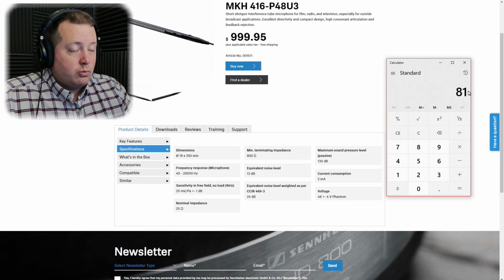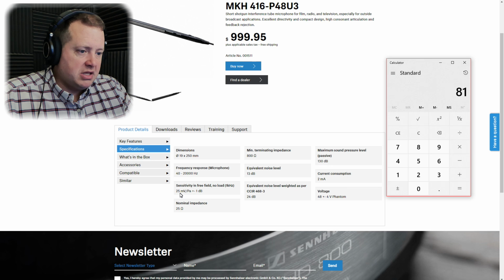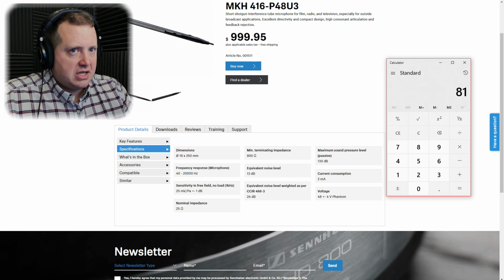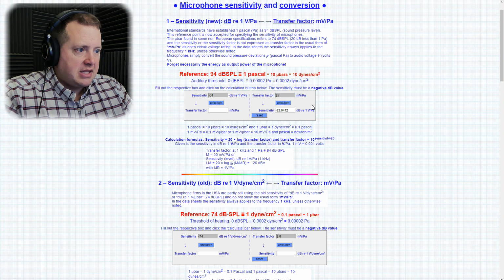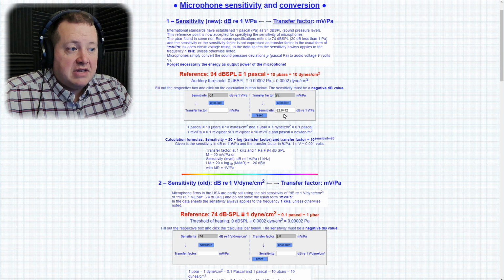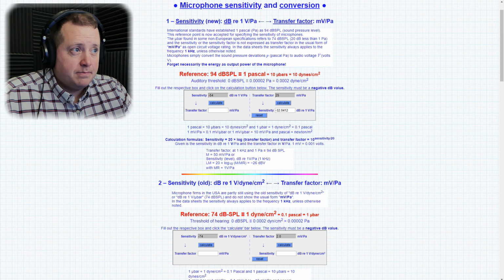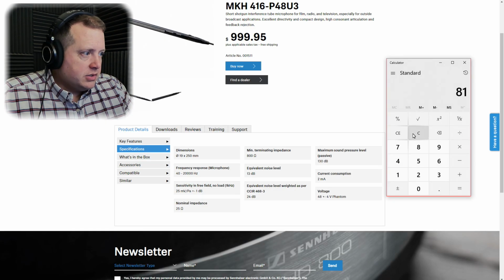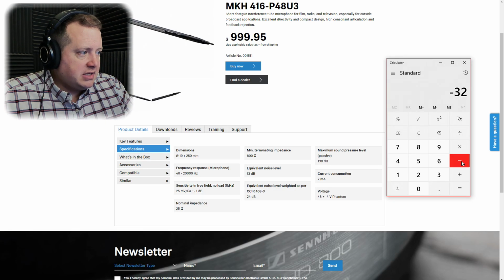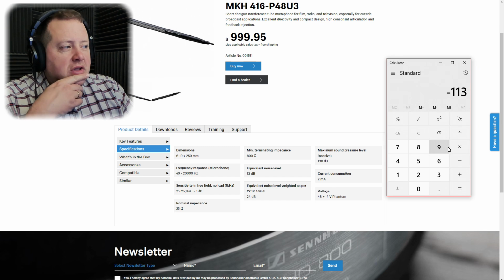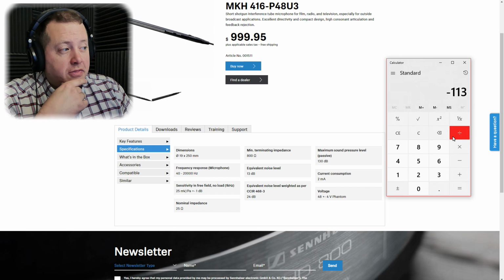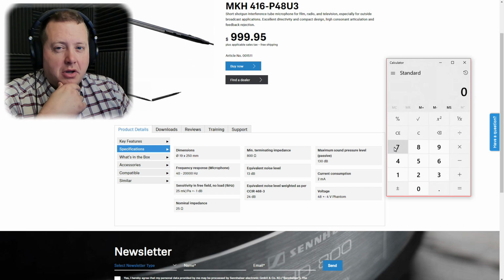ratio now is 81. Now, if we look at our sensitivity, it's listed in millivolts per Pascal, but nothing in decibels. So let's plug in 25 millivolts per Pascal, hit calculate, and we have a sensitivity of negative 32 decibels. Let's plug that in now. So negative 32 minus 81 signal to noise ratio, and that's actually one of the higher EINs we've seen, negative 113. But it still sounds good on that mic though, doesn't it?